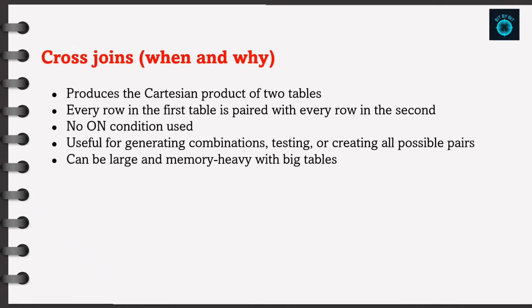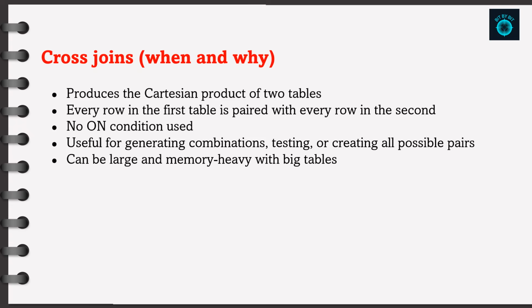Cross joins. A cross join takes every row from the first table and combines it with every row from the second table. This is called the Cartesian product. Unlike inner join or left join, there is no ON condition. All possible row pairings are created.